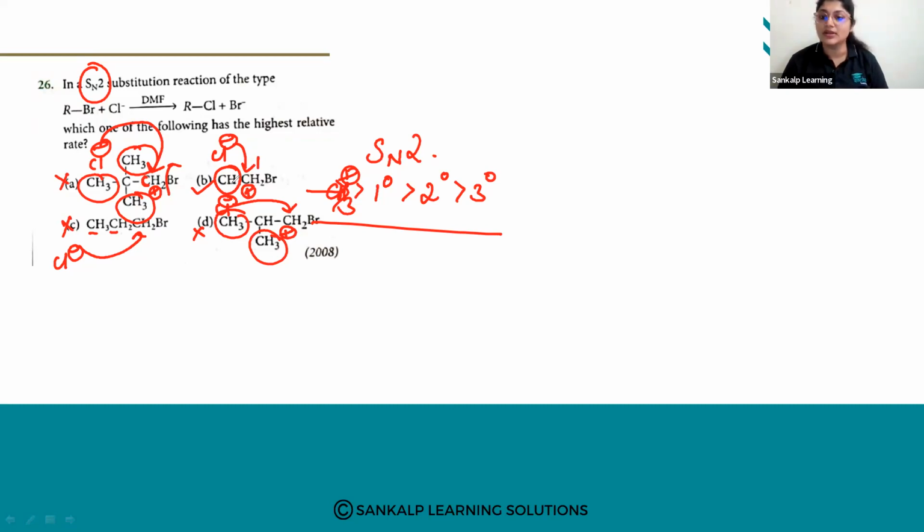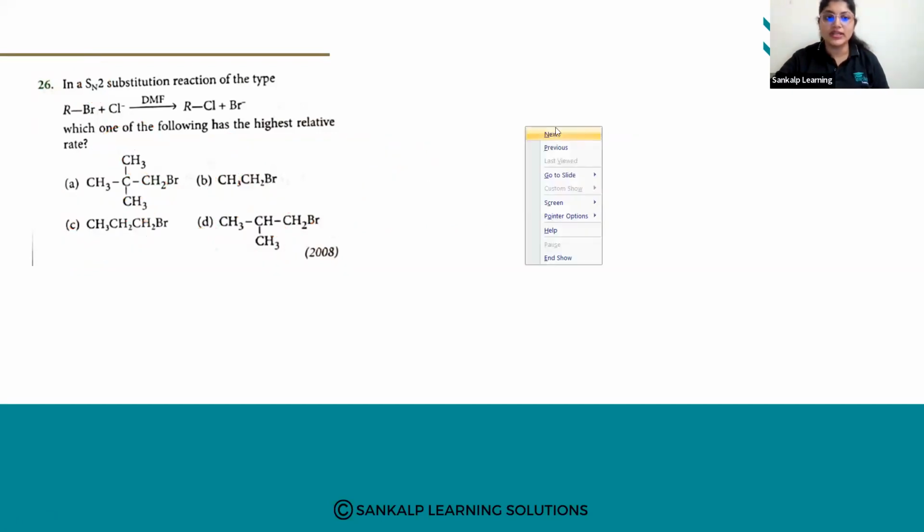So primary carbocation is always much more stable than secondary and tertiary, because in secondary and tertiary there will be steric hindrance. The presence of bulkier groups will decrease the relative rate. So option B is the right answer. You have to remember the factors influencing the SN2 mechanism. So we'll go for the next question.